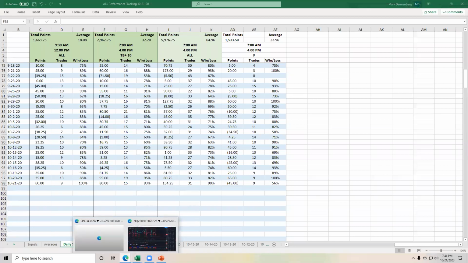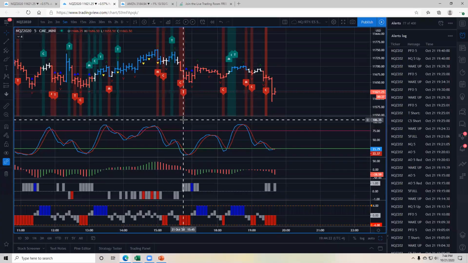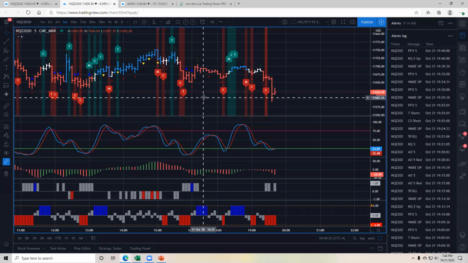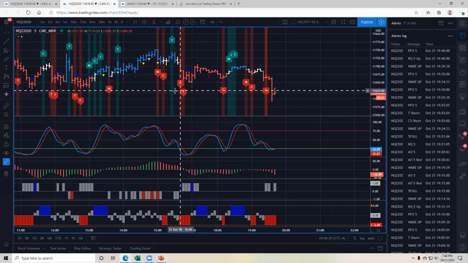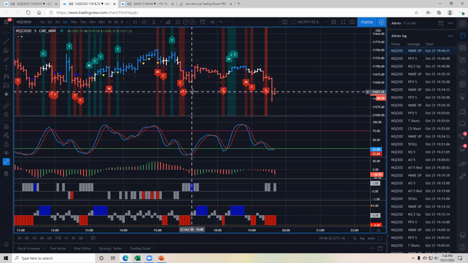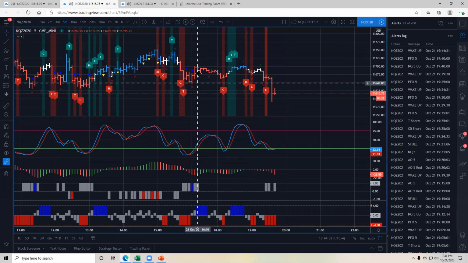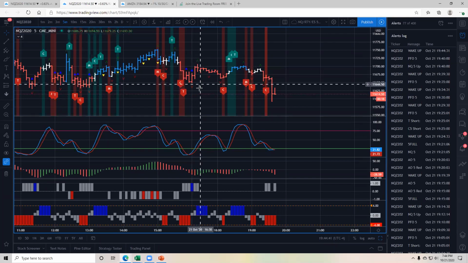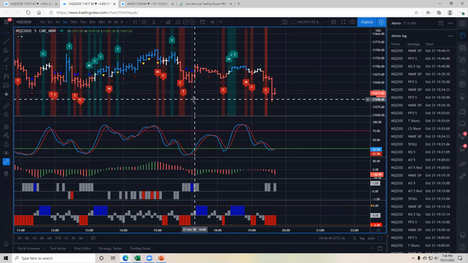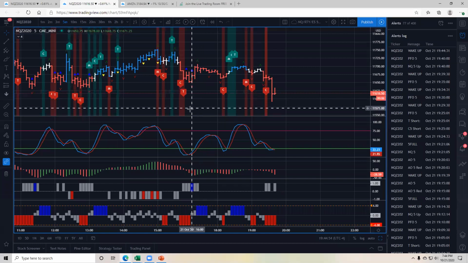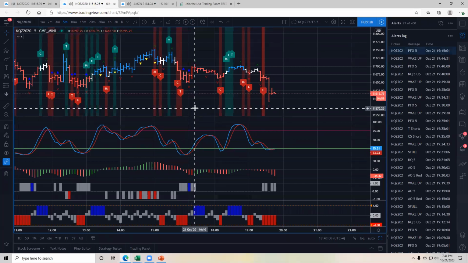So while we're on the topic of fractals, Mark is asking if we could provide a simple explanation of what a fractal is in layman's terms. All right, so Mark, if you see this red V below the price bar right here, and then you see this green inverted V above the price bar right here, that green inverted V is what we refer to as an upper fractal, and the red V is what we refer to as a lower fractal. It's not us that created the fractal methodology, but we've used it and traded it for a very long time.